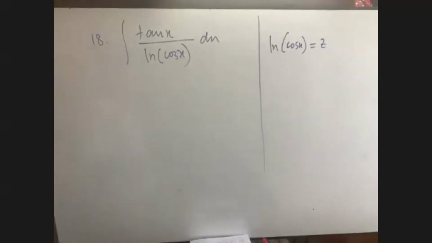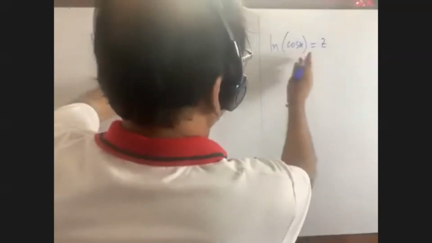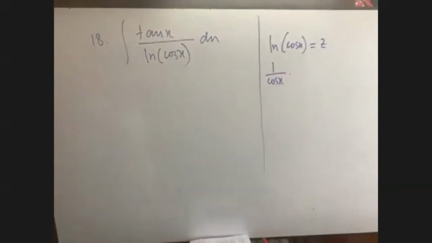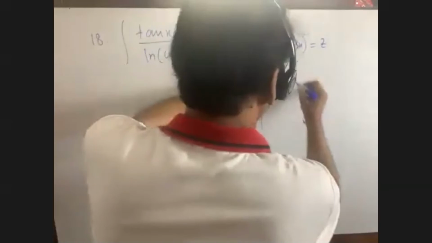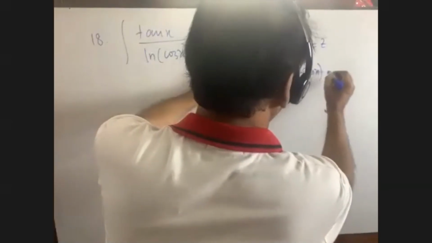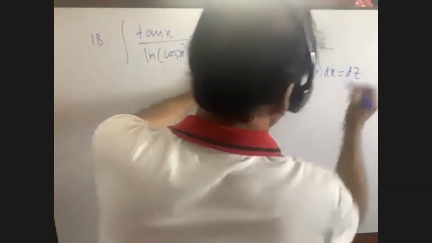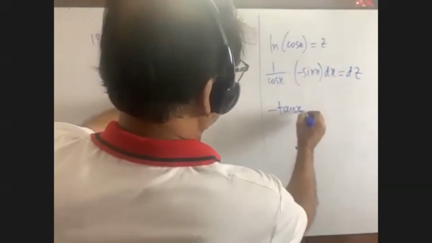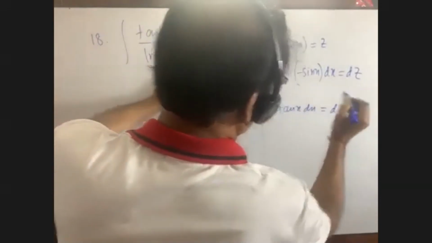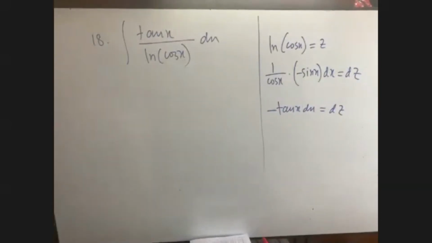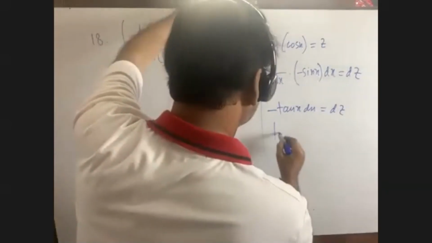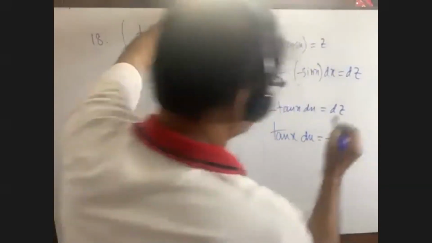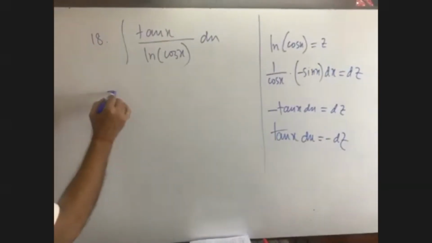So can you please let me know what will be its differentiation? Ln x means 1 by x, right? Now this cos x means what? Minus sin x dx is equal to dz. That is we are getting minus tan x. You see we have got our desired value. Minus tan x dx equals dz. That means tan x dx is equal to minus dz. So we have got it.